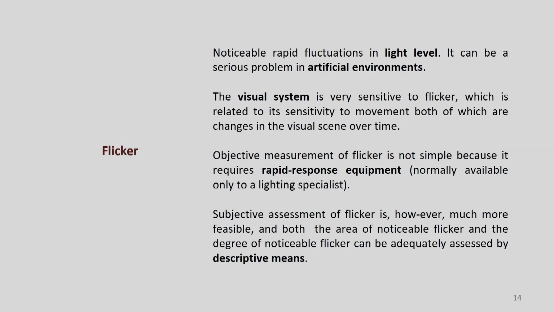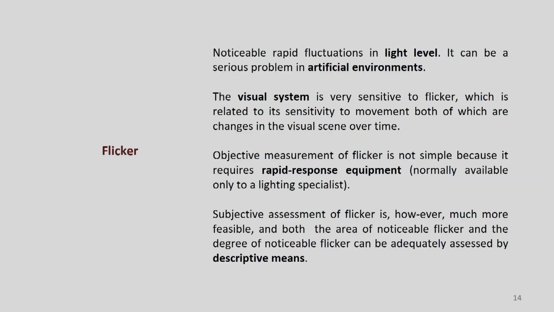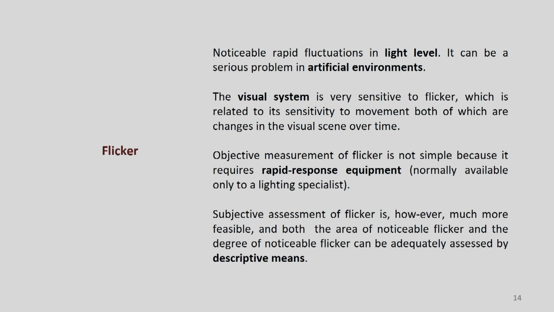I tried to mention earlier also about flicker, because flicker is a very common phenomenon when we are talking about the light source. We call it a noticeable rapid fluctuation in light level. When the human brain can perceive changes in the level of that particular light, then we consider it a flicker. Mainly it is associated with artificial lighting. The visual system is very sensitive to flicker, which is related to its sensitivity to movement, both of which are changes in the visual scene over a particular period of time.